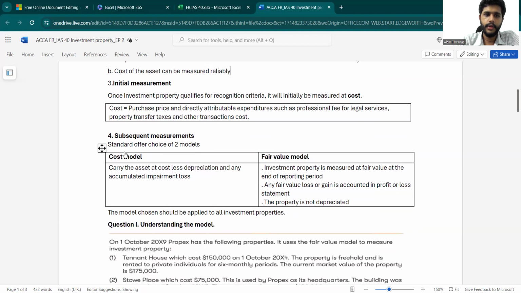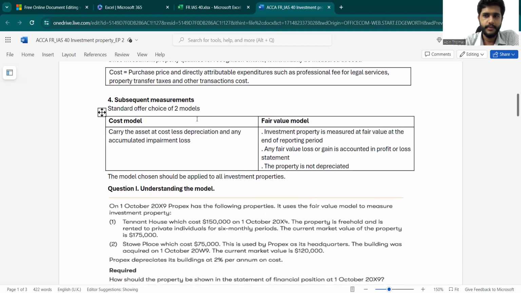Then we will move to the subsequent measurement. So what is subsequent measurement? As I initially said, subsequent measurement gives us guidance on how we can subsequently measure or record the property value in our books of accounts. Because it's a non-current asset, and in most cases we are not going to sell off this asset in the same year that we purchase it. So as an accountant, you should be able to understand how the investment property is subsequently measured in the books of account.